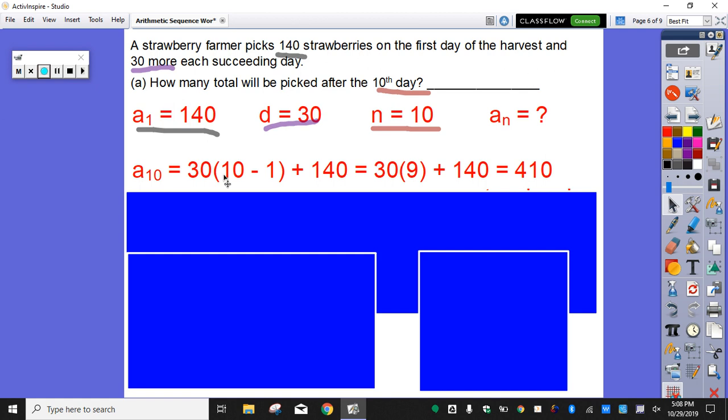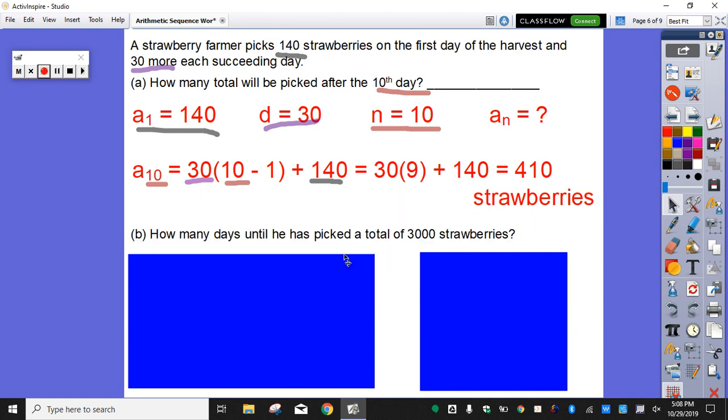So putting all that into place, you would have your common difference here, you would have your 10 is your n value here, you would have your first term here, and then after you evaluate, you get 410.